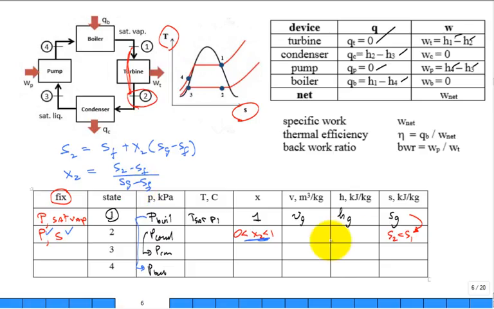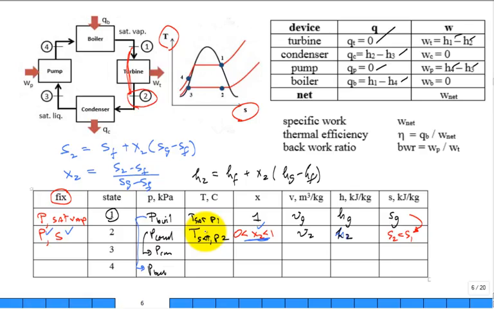Once I have the quality at 2, then I can get H2, can I not? How would you calculate H2? The H of F plus the quality at 2 times H of G minus H of F. All right. So that's H2. If you wanted, you get V2 as well. You really don't need V2 for most of it. What about the temperature at 2? T2. How do I calculate T2 if I need it? It's what? Saturation at the pressure P2, which is the condenser pressure.